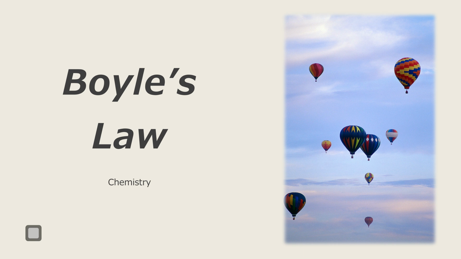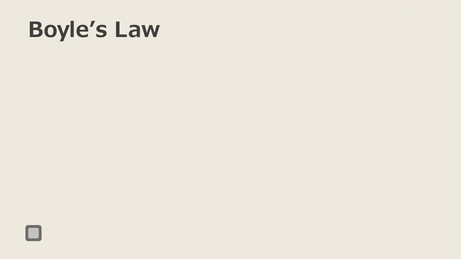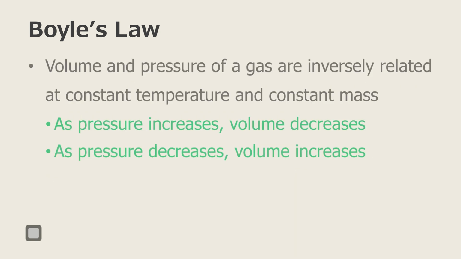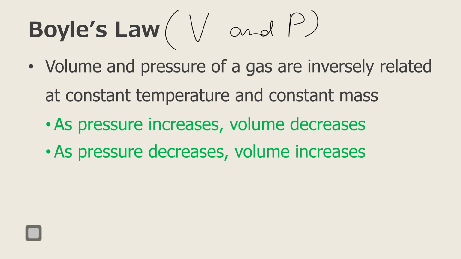So we start off with Boyle's Law always. For whatever reason, I don't know why we always start off with Boyle's. But Boyle's Law relates volume and pressure. So Boyle is volume and pressure. And with these two things, volume and pressure are inversely related. Sometimes we say indirectly related. That just means that as one goes up, the other goes down.